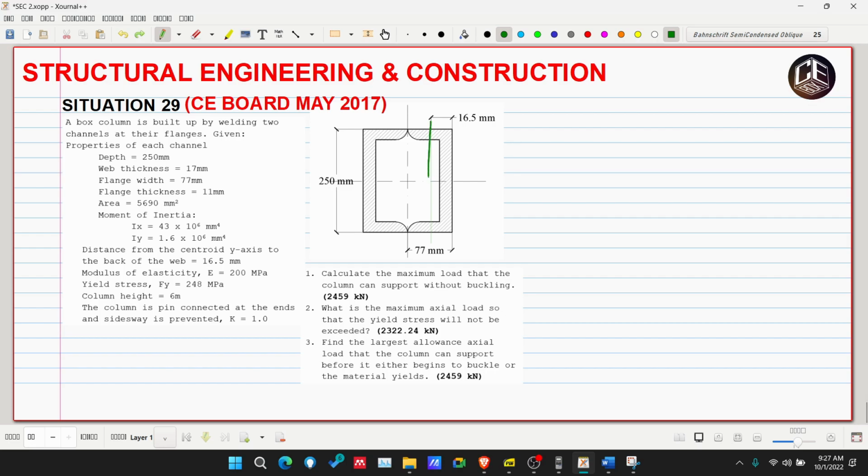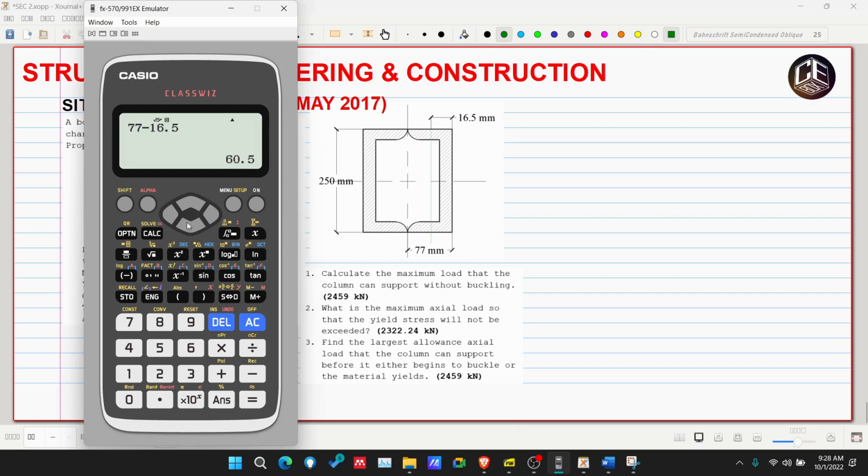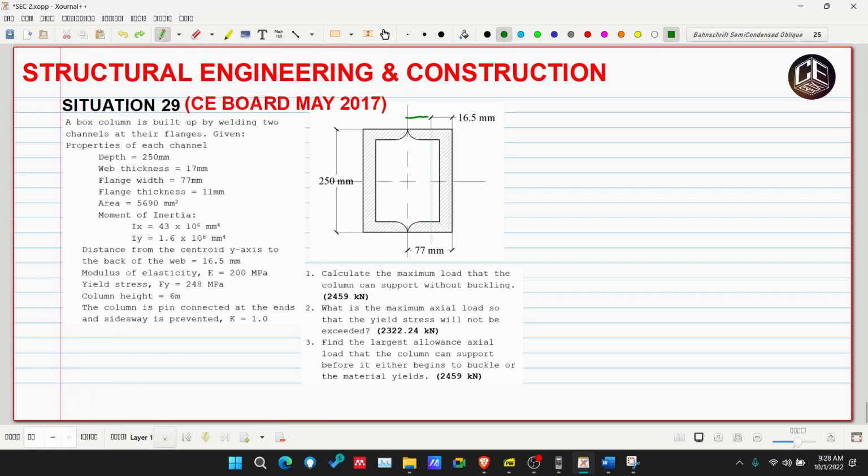The centroid is located 16.5 millimeters from the web. This also means that if the flange width is 77, the remaining distance from the centroidal axis is 60.5 millimeters. So this is our y and x-axis. If you notice, the y and x-axis are located at the centroids of our connections.